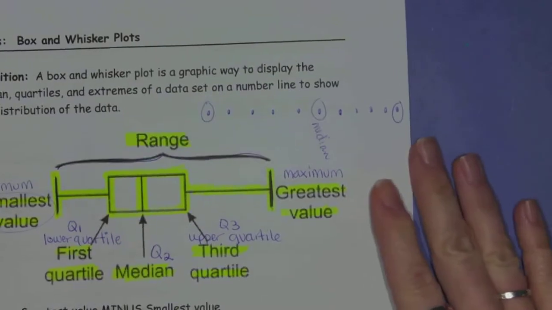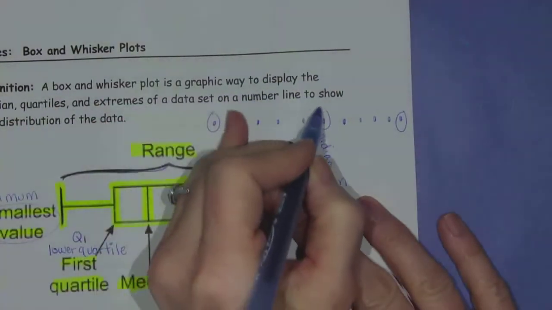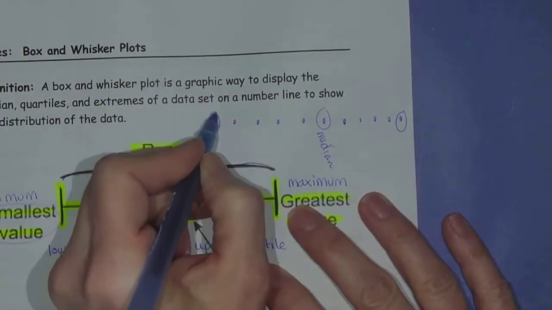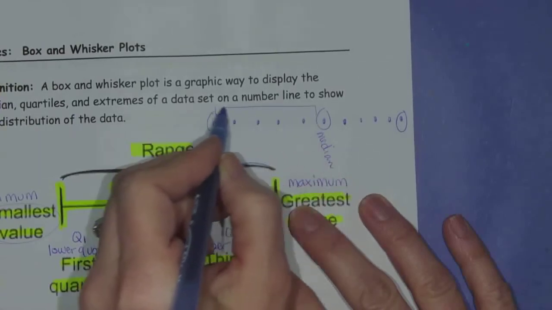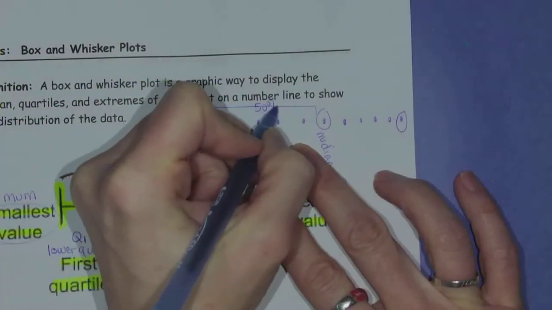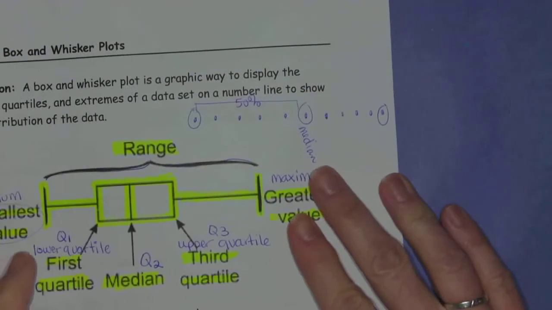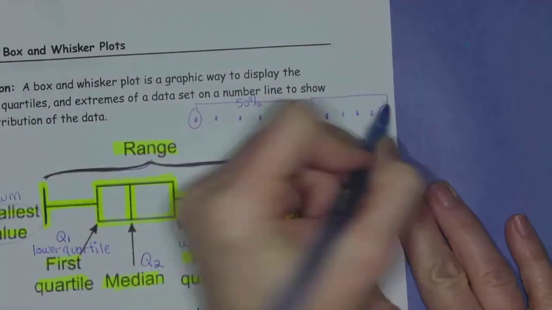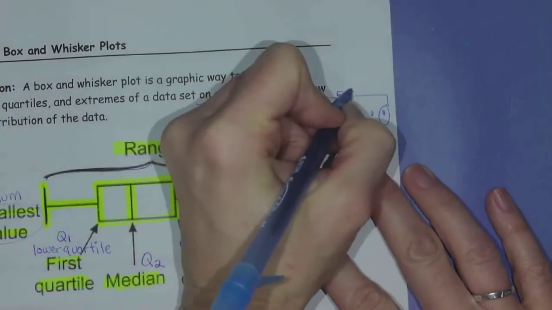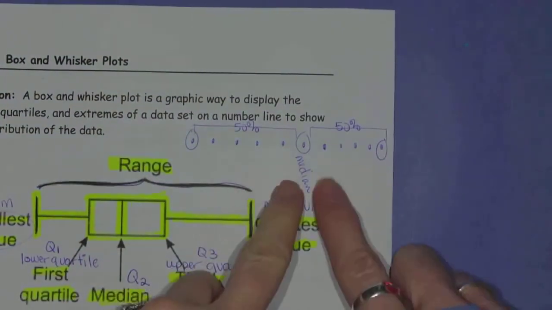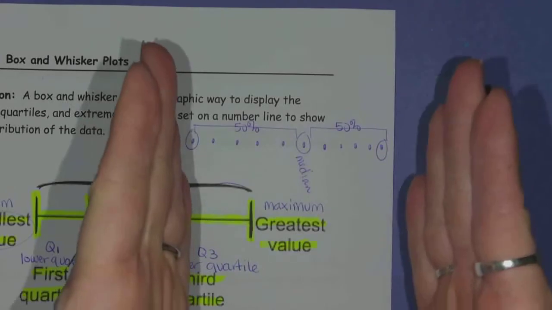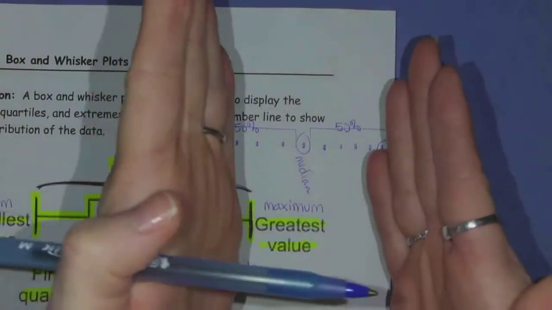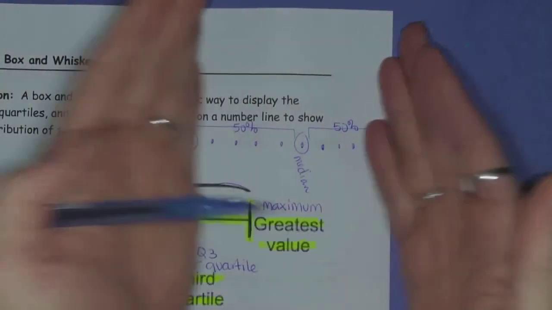That's the dead center. Now, isn't it true that from your smallest value to your median, that's 50% of your data? It's half. And from the median to the highest value, that's also 50% of your data. The median cuts your data in half. So now you've got a 50-50 proposition here.